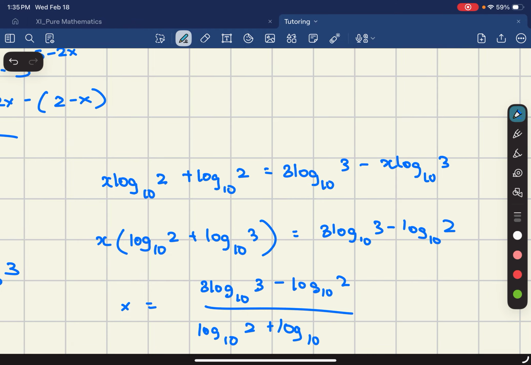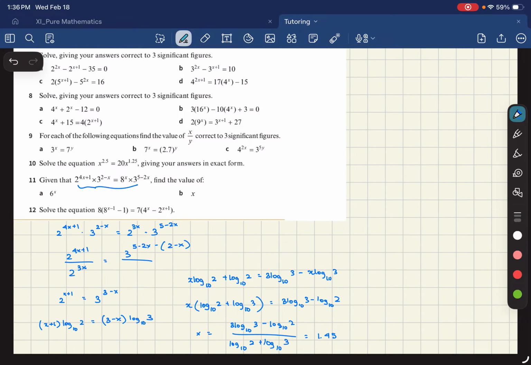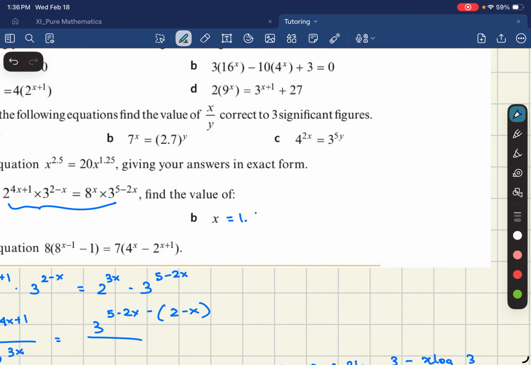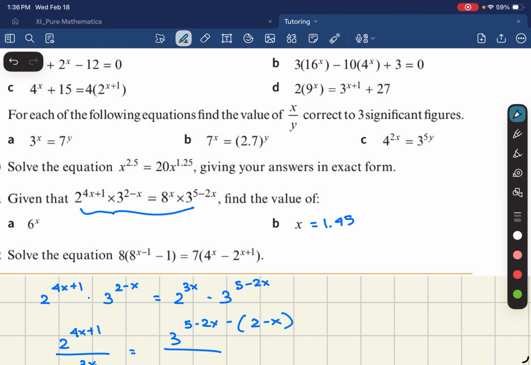log base 10 of 3. And if you just put it in your calculator, 3 log 3 minus log 2 divided by log 2 plus log 3, that is 1.45, right? 1.4526. 1.45 is to 3 significant figures, and you can check your answer. So we have found the value of x, 1.45. And we can leave it at 3 significant figures because it doesn't specify that they need the exact value. So you can check your answer.